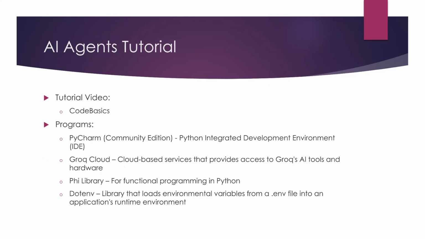visualize how they work. Now, I created these two programs using a tutorial video from Code Basics, and the programs were built on PyCharm Community Edition, which is a Python integrated development environment. I also use Groq Cloud, which is a cloud-based service that provides access to Groq's AI tools and hardware. I also use the Phi library, which is used for functional programming in Python, and then dotenv, which is a library that loads environment variables from a .env file into an application's runtime environment.